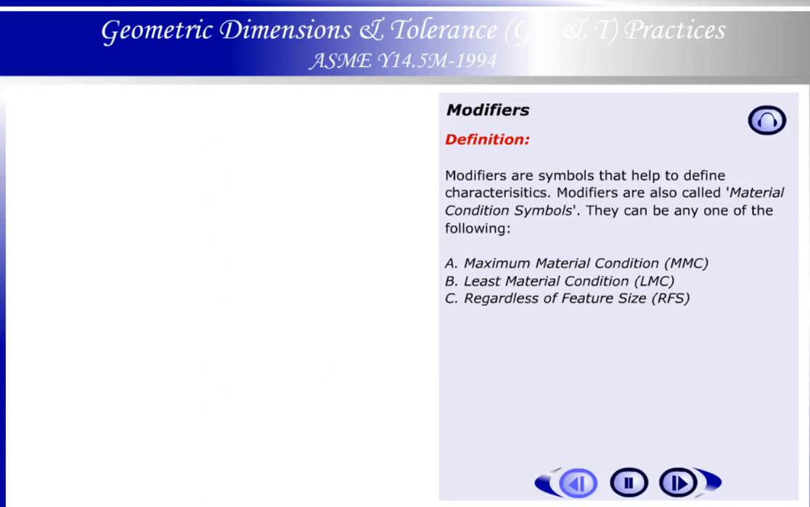Modifiers. Definition. Modifiers are symbols that help to define characteristics. Modifiers are also called material condition symbols. They can be any one of the following.